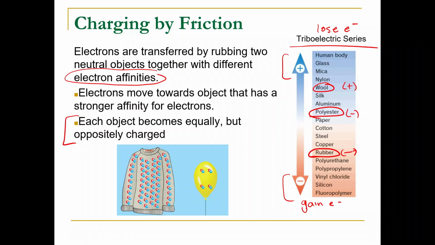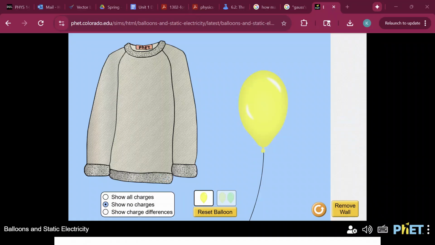So we can see this with a little demonstration. All right, so here we have a rubber balloon and a wool sweater. I can rub the rubber balloon over here on the sweater, and then I can see that it's now attracted to the sweater. So what is going on?